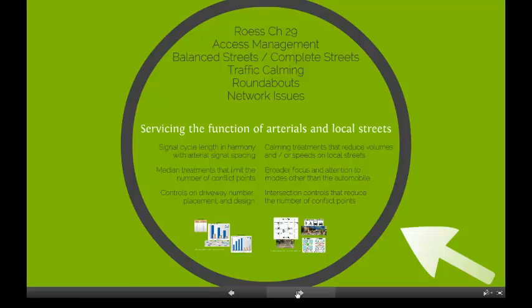The textbook has more to say about design and controls for servicing the intended function of arterials and local streets. Chapter 29 addresses themes such as access management, complete streets, traffic calming, roundabouts, and related network issues. 6 key principles from the chapter are given here. They are given in 2 sets of 3.